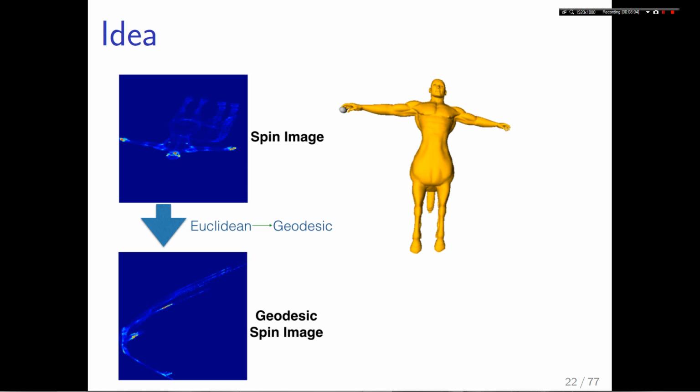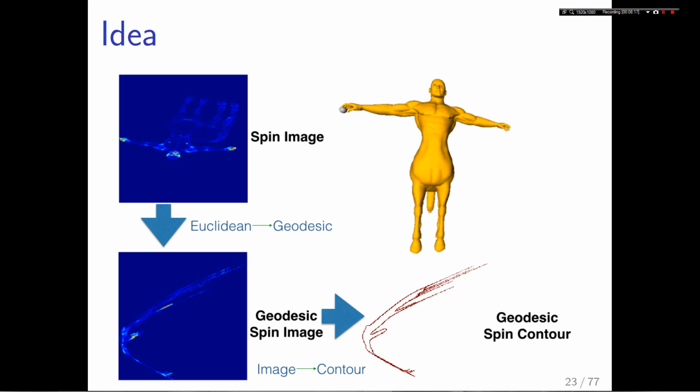It's still an image, and we move one step forward to create a new descriptor. Here, we call it geodesic spin contour. You can see that this is the outer contour of the geodesic spin image. And we will then show you why we choose geodesic spin contour instead of geodesic spin image.